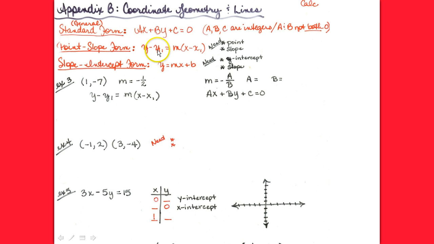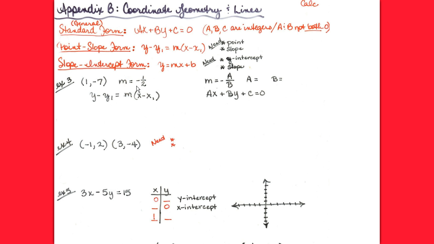Here is our point-slope form. It's called that because you need a point and a slope. And our slope-intercept form, remember that our m is our slope and our b is our y-intercept. So for example 3, it says find the equation of the line that goes through the point (1, -7) and has a slope of -1/2.